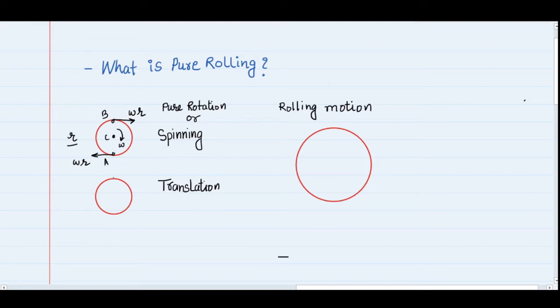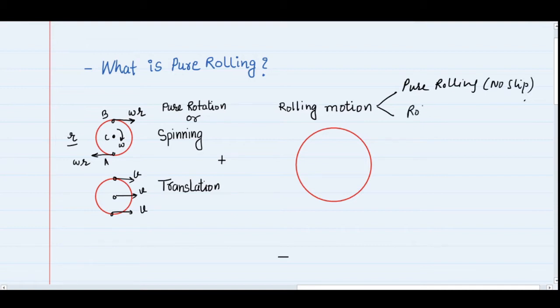The second case here is the translation motion. Let's assume that the entire disk is moving in the forward direction with velocity v. So all the points on the disk will have velocity v. The rolling motion is actually a combination of these two motions. So when I superimpose these two motions, I will find the rolling motion, which itself has two different types. One is the pure rolling, means there is no slipping, so I can also write no slip.